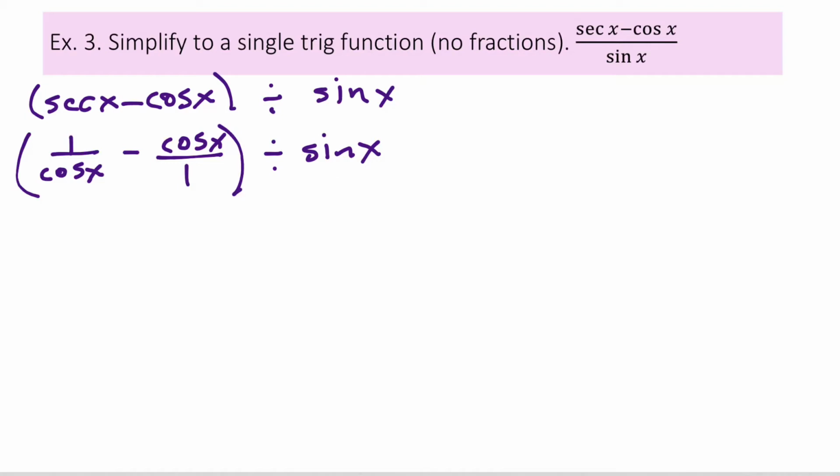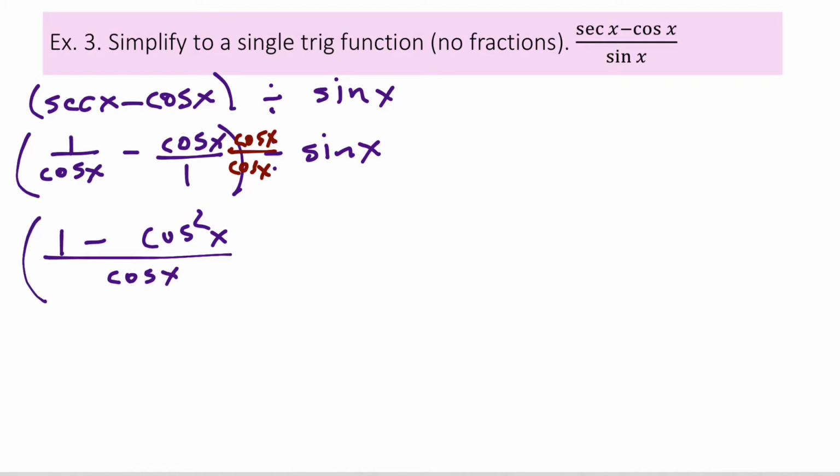So if I want to find a common denominator, I need it to be the cosine of x. So I'm going to multiply cosine of x over cosine of x, which is a form of 1, so that's a legal operation. That way, I'll have a cosine of x in the denominator here, and I'll have 1 here. So then I can combine my numerators. So I can rewrite my numerator as 1 minus, right here I have cosine times cosine, that's cosine squared of x, all over my common denominator, which is the cosine of x.